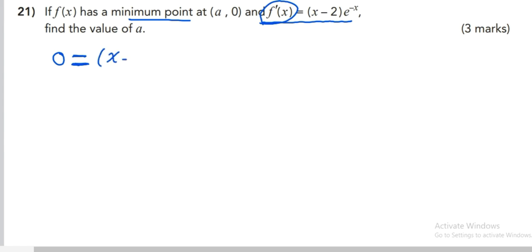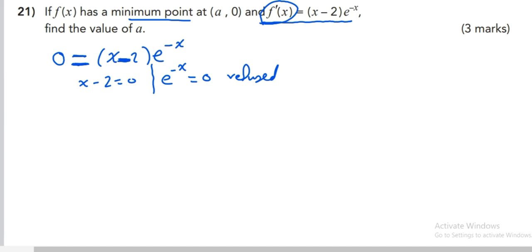It will be x minus 2 e to the power negative x equal 0. Here we have already factorized the expression, so we can solve x minus 2 equal 0 and e power negative x equal 0. This one is refused because there is no value we can put in the place of x that makes it 0. So we have only one choice, x minus 2 equal 0. So x equal 2.